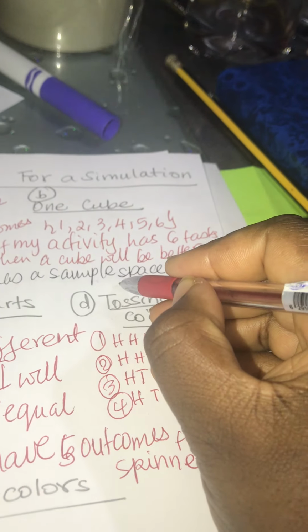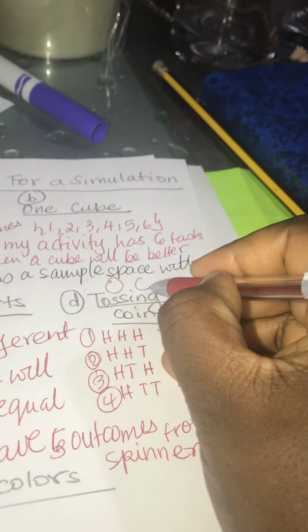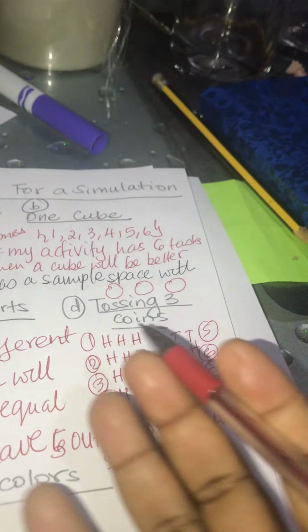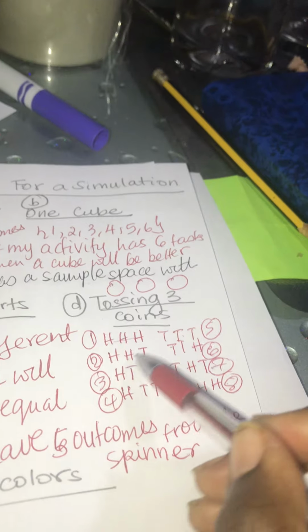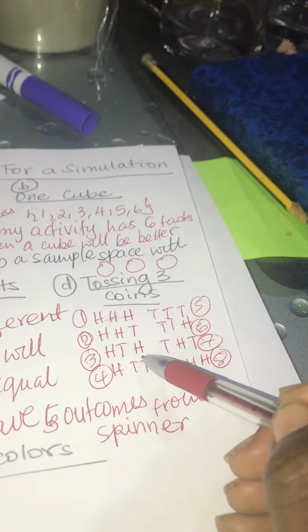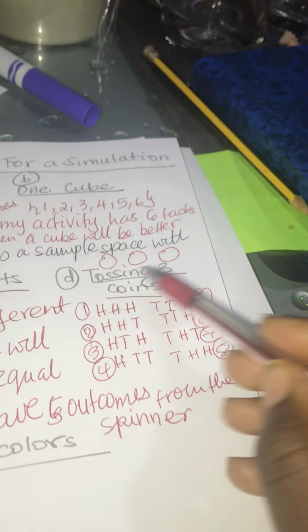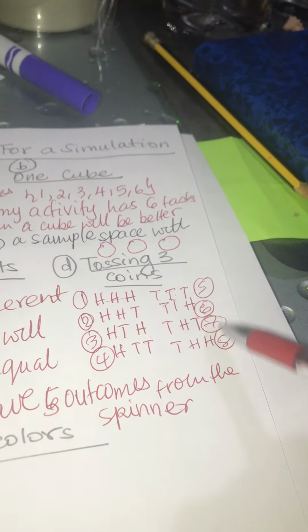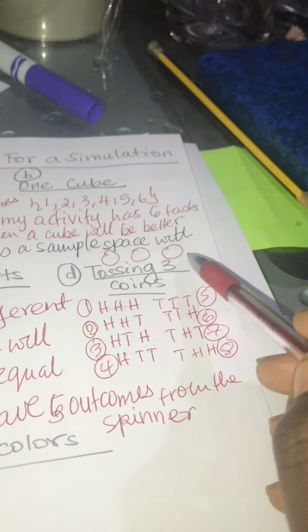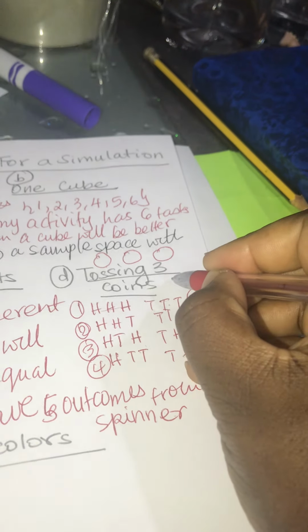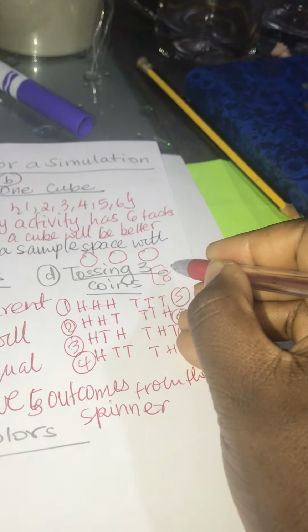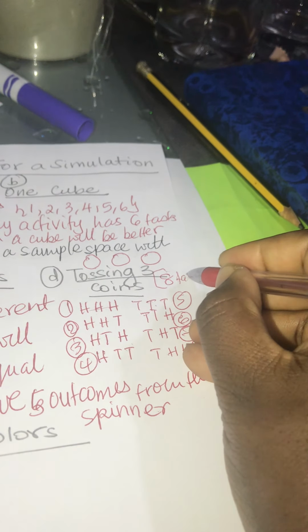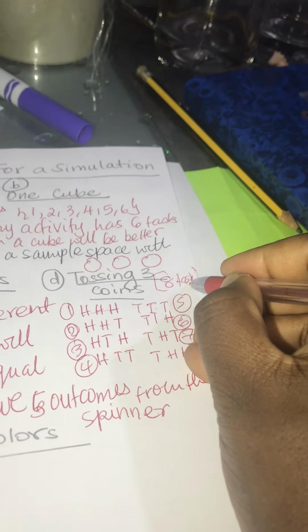You're tossing 3 coins. You have a coin, a dirham, another dirham, and another dirham. You throw them up. You can either get 3 heads or 2 heads and a tail, like that. A head and a tail and a head. So, because these are the possible outcomes when you have 3 coins, you will do 3 coins if you have an activity of 8 tasks. So if you have 8 tasks, you do 3 coins.